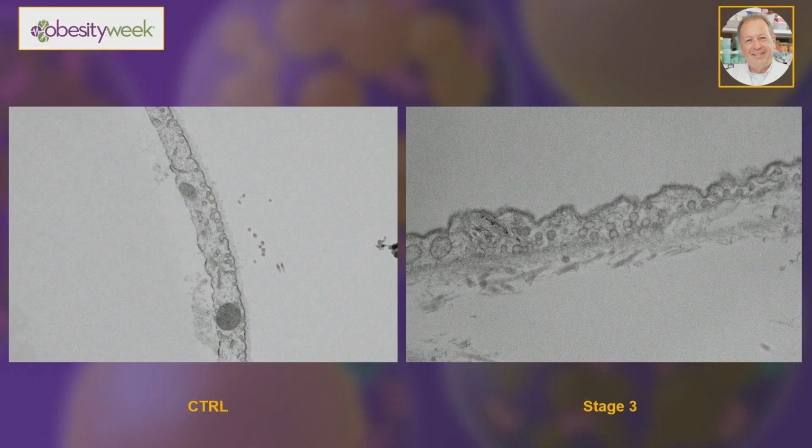You look at the fat tissue there at very high magnification. You see a wonderful set here, for instance, of these caveolae. We have control obese versus stage 3 lipedema.